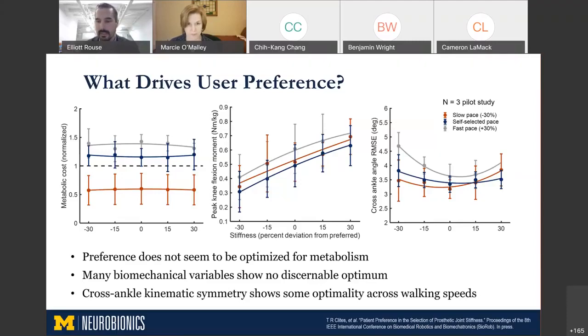But then what we did see, looking at the plot on the far right, is we're looking at cross ankle angle, root mean squared error, as a function of stiffness deviation. And what we see is a second order relationship, or a parabolic relationship, that has its vertex within a 95% confidence interval that includes their preference. So it looks like potentially what people are actually feeling that might be guiding their preferences is their kinematic symmetry. They want stiffness values that maximize the symmetry between their prosthetic side and their sound side. And that's a really exciting result.